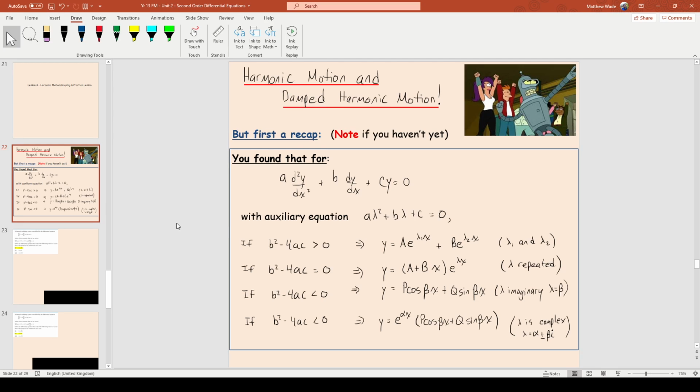Okay, cool beans now, buddies. Let's get a quick start. So basically the only new thing that we're doing today is we're going to be drawing the graphs. So that's where the harmonic and damped harmonic motion comes in.